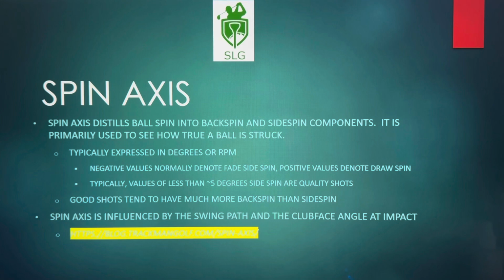Typically, you want to see less than 5 degrees of side spin on quality shots. Keep in mind, good shots tend to have much more backspin than side spin. And if you had a really pure one, you could have less than 1 degree of side spin on your shots. Also, you can reference the blog on trackmangolf.com in order to see the proper spin axis values for various clubs.